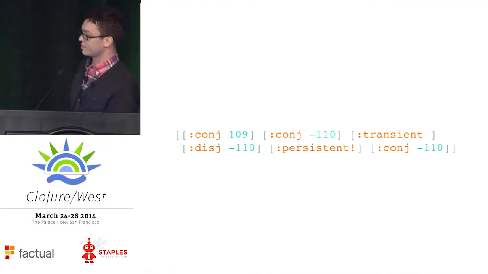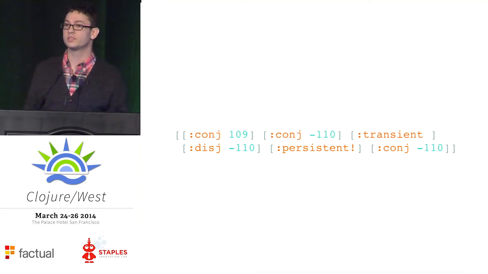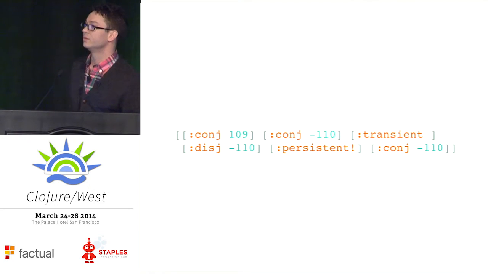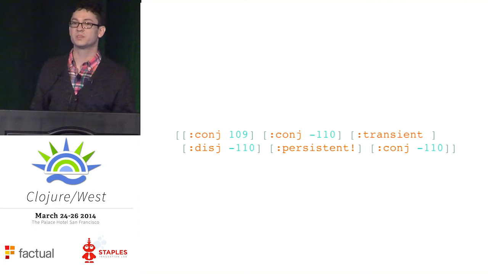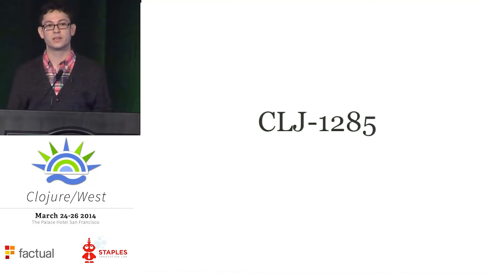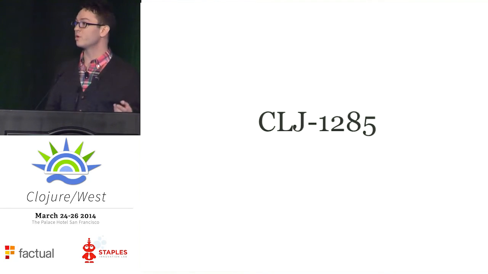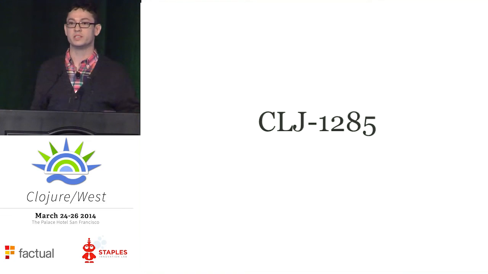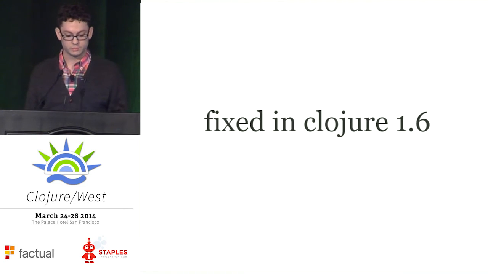If you're curious, I don't have time to explain the full bug, but it turns out that 109 and negative 110 have the same hash code, which exposes the bug. So this is CLJ-1285. Like I said, Zach found this. This is still broken in Clojure 1.5.1 and is fixed in 1.6.